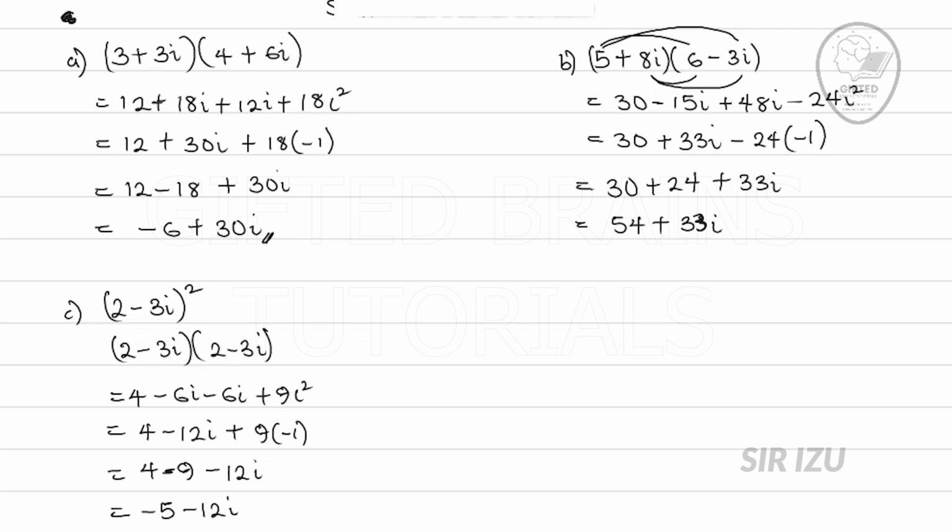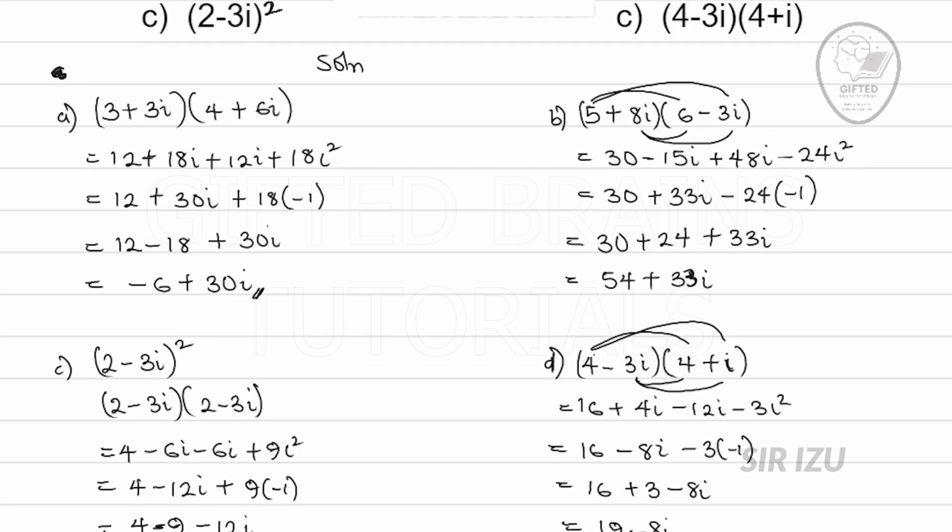You can just look at the steps. It's what we've done before. Then we take our D now. So if we do our D also, we have 19 minus 8i.